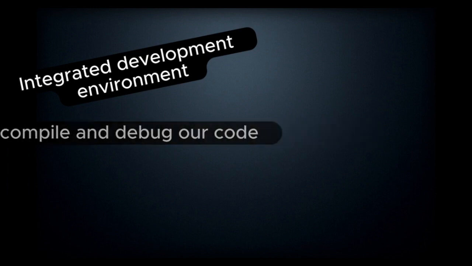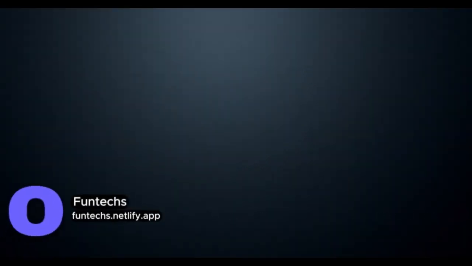To write your Python code, we need to install an integrated development environment, sometimes called IDE. The IDE will be used to create and write Python code, and also compile and debug our code. In this course, I'll be using VS Code. You are more than welcome to use any IDE of your choice, but I will recommend VS Code because of its simplicity and popularity. Now let's download and install VS Code.